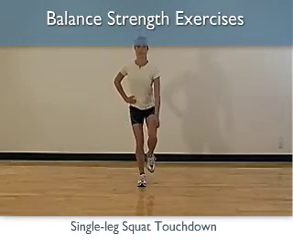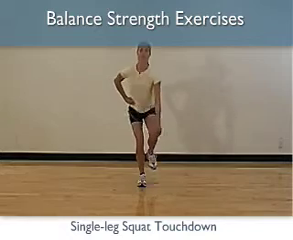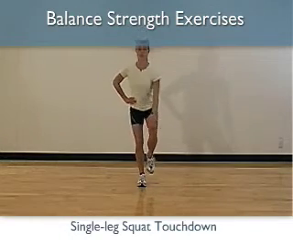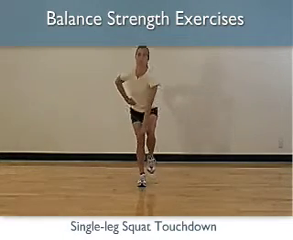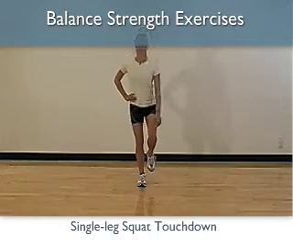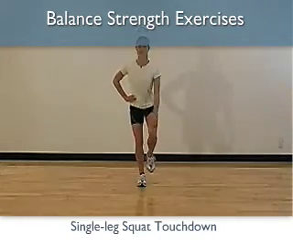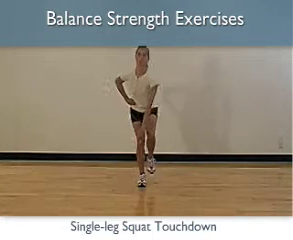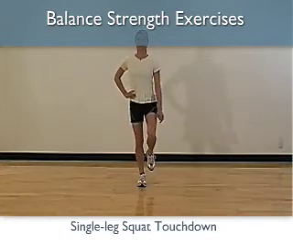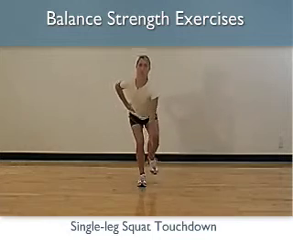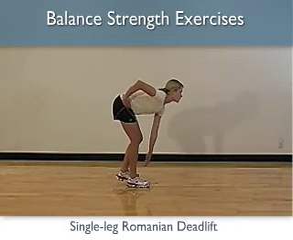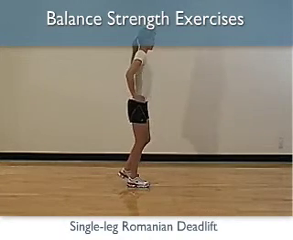The second example exercise is a single leg squat touchdown. This exercise is identical to the single leg squat, but the challenge is increased by increasing the range of motion and changing one's center of gravity by reaching across their body with the opposite hand to touch their foot. If one cannot touch their foot, they can be regressed by touching the knee or the shin until they develop better control.